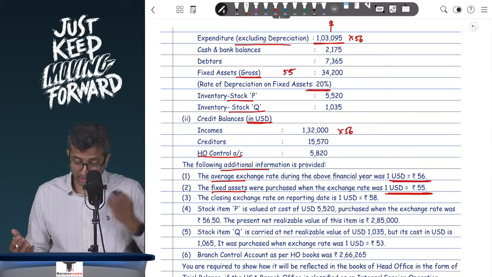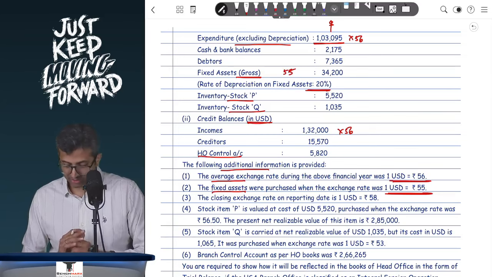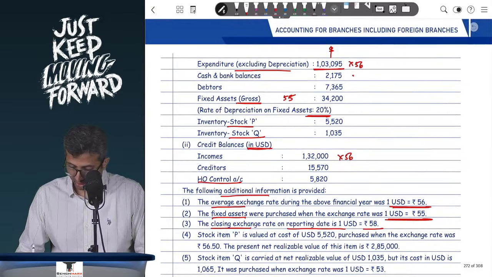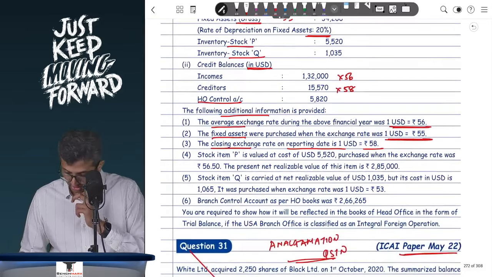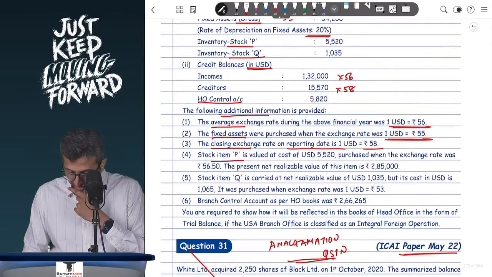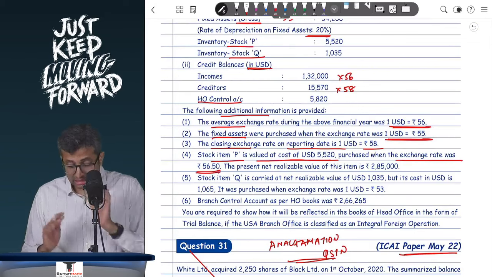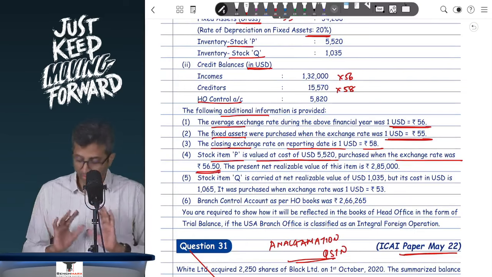Depreciation will also be at the rate on the date at which fixed assets have been converted. Closing exchange rate on the reporting date was 58. So over here, if I look at the cash and bank balance, debtors, creditors, this will all be converted at 58. Stock of item P is valued at cost, that is 55.20, purchased when the exchange rate was 56.5. This is the rate on the date when the purchase happened, that was given.